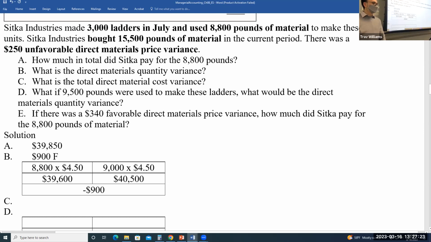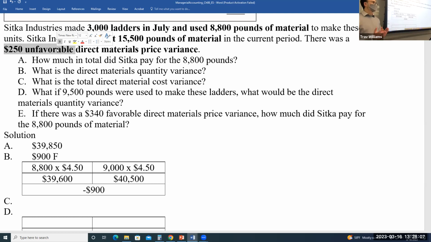C, what is the total direct material cost variance? Okay, to get the total variance, you take the price variance and the quantity variance, and you add them together. So we just figured out quantity variance, right? What is the price variance? You remember? $250, exactly. That was given to us. We didn't even have to figure it out. And that was unfavorable. And remember, unfavorable is a positive number, favorable is a negative number.